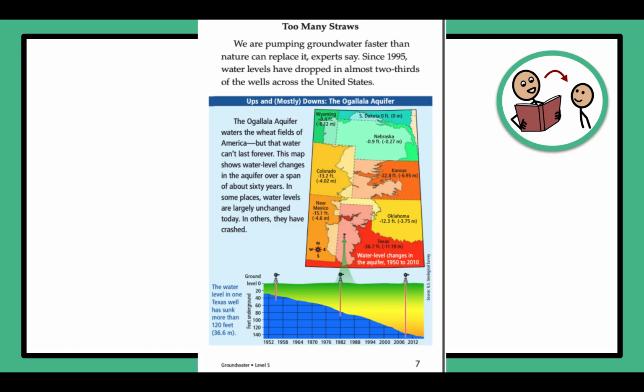Take a look at the graph below. The water level in one Texas well has sunk more than 120 feet. In the graph, on the y-axis, you have the ground level, feet underground. On the x-axis, you have the years. The first marker is 1952, and the last marker in the graph is 2012. Notice that the water level has sunk as you move from 1952 to 2012.